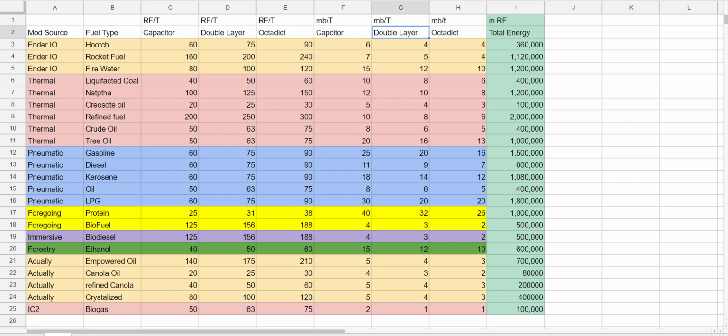Some of the higher level capacitors generate less energy. I haven't had a chance, and honestly it's not worth the effort, to figure out how much is being changed. But just for an example, in my field test of the empowered oil, when I used all three types and watched for the full finished fuel output, it was 630,000 RF instead of the 700,000 RF, and that's basically because of the way it's multiplying it out when it's using the octadic capacitor.